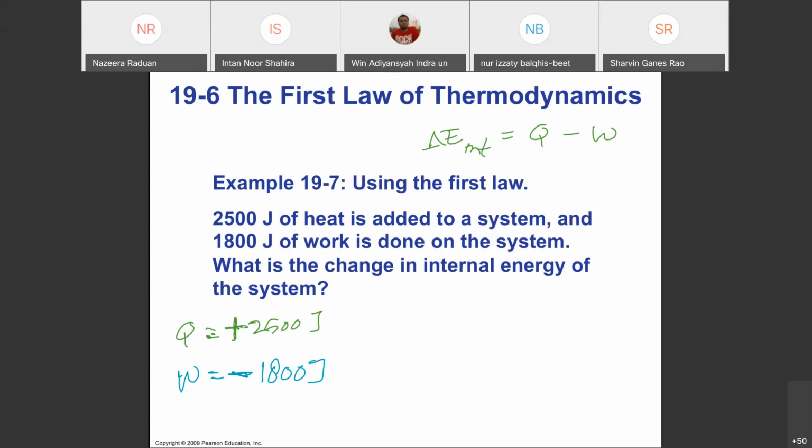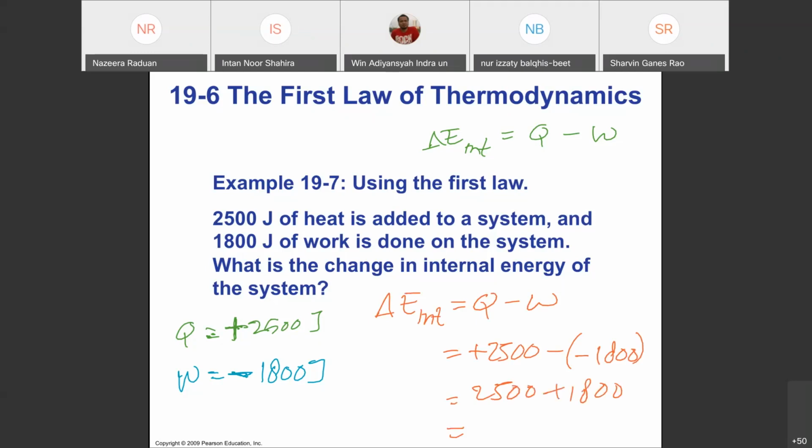So by using the formula, Q minus W: 2500 plus 1800, which is 4300. Right, 4300. So it makes sense, huh? Just by using a simple logic.